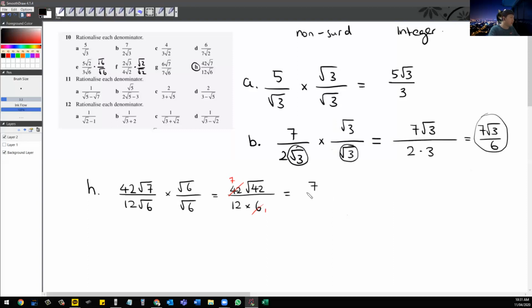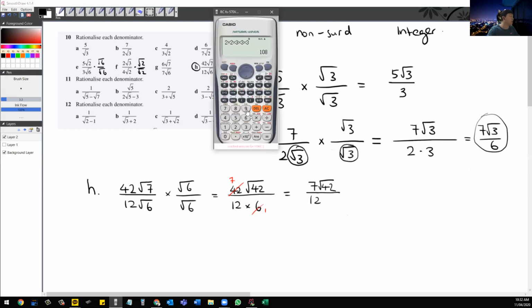So this would be 7 over 12 root 42, right? Yeah, so I can double check for you. Using this amazing calculator, 42 root 7, just type the original question. It simplifies down to 7 root 42 over 12. Exactly this one, okay?